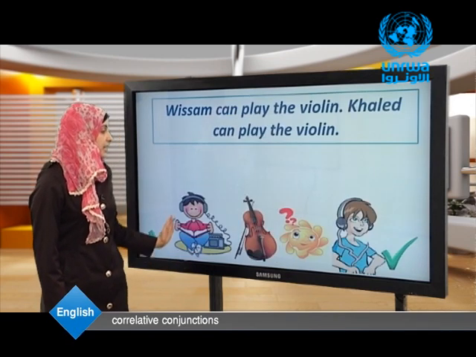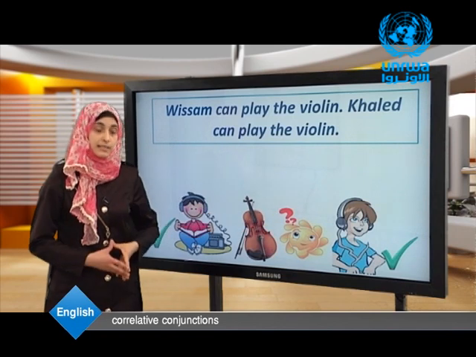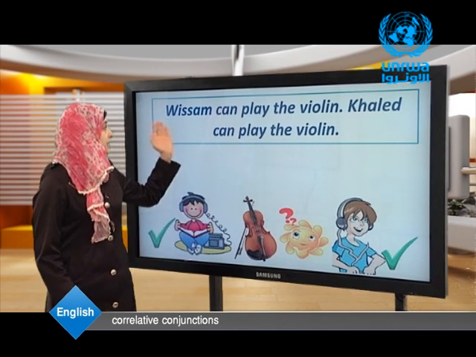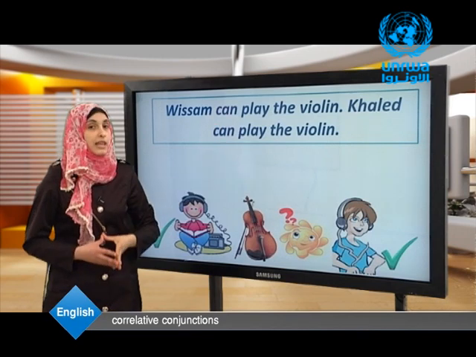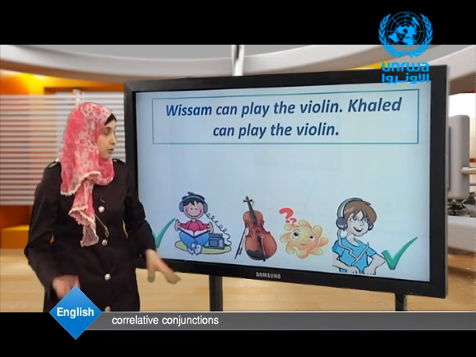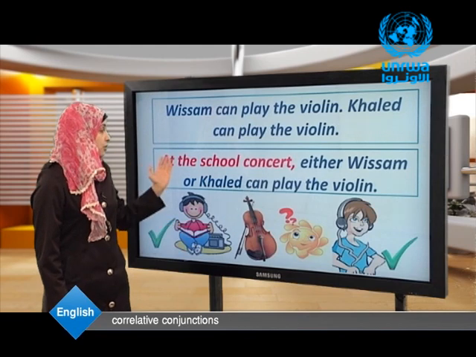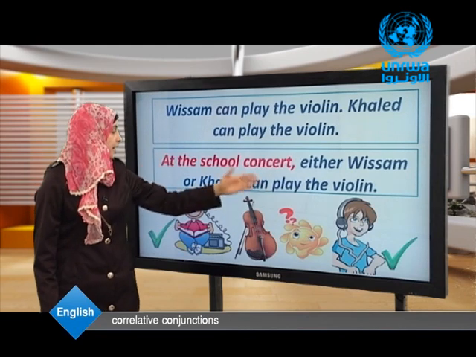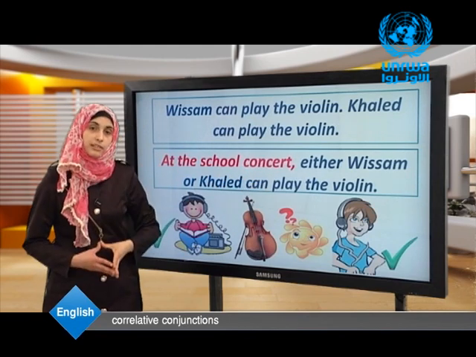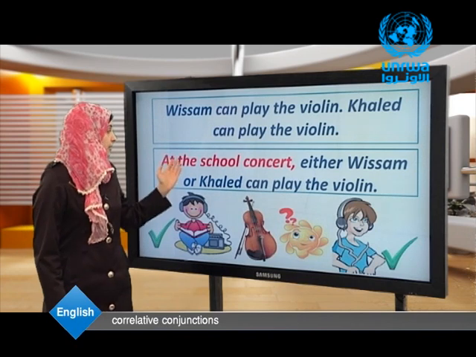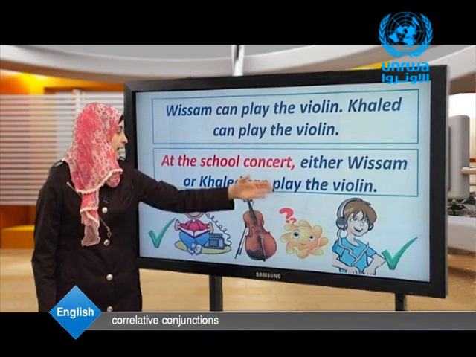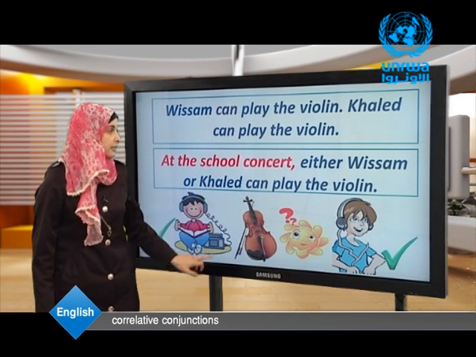Look here, we have Wissam and we have Khalid. We have one violin. Wissam can play the violin. Khalid can play the violin. But we have only one violin, so we have to choose. So, at the school concert, either Wissam or Khalid can play the violin.